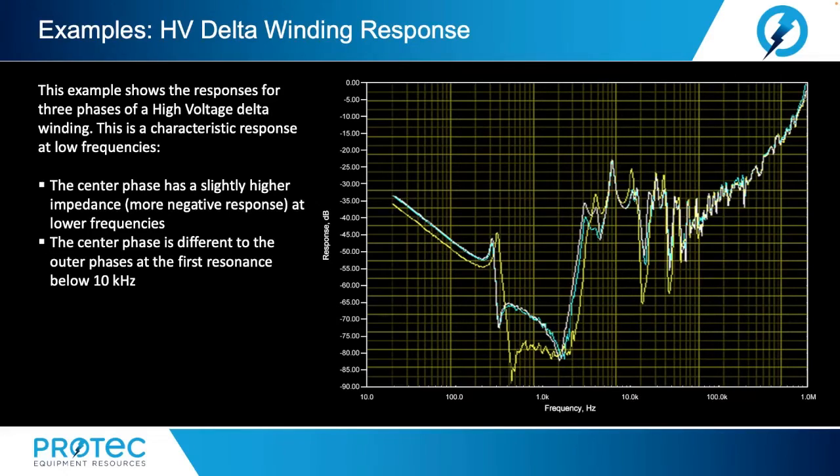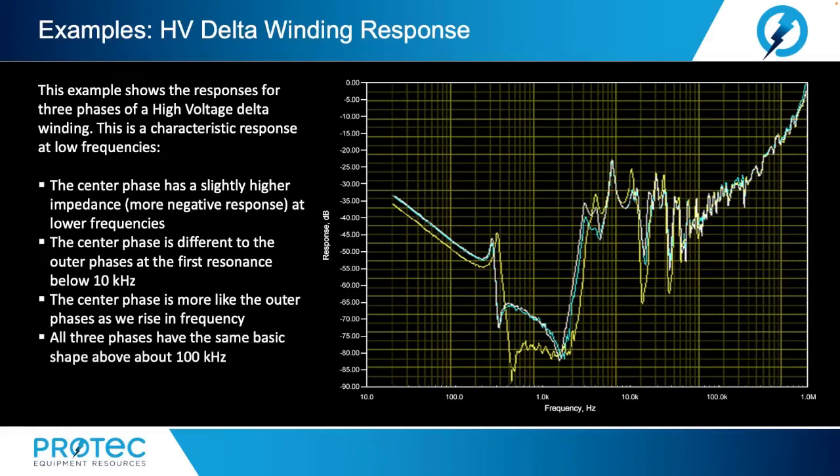The center phase is different to the outer phases at the first resonance below 10 kilohertz. The center phase is more like the outer phases as we rise in frequency. All three phases have the same basic shape above 100 kilohertz.